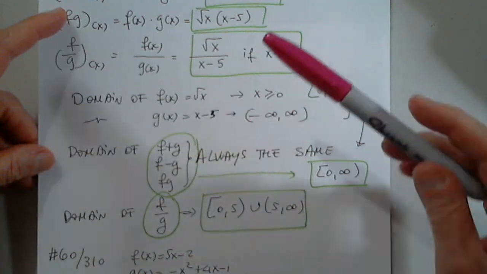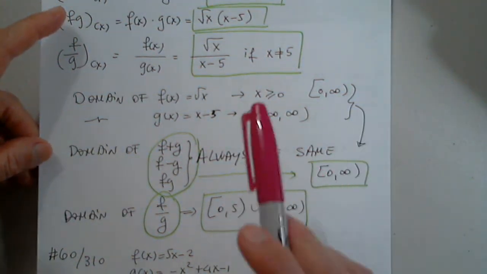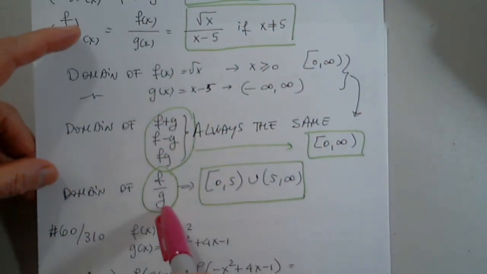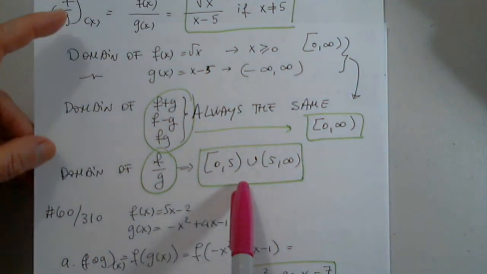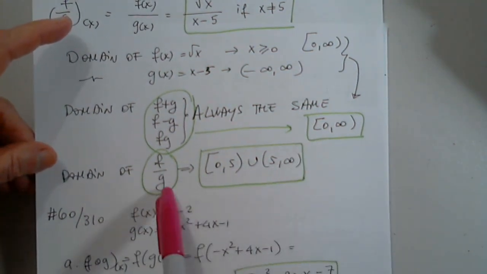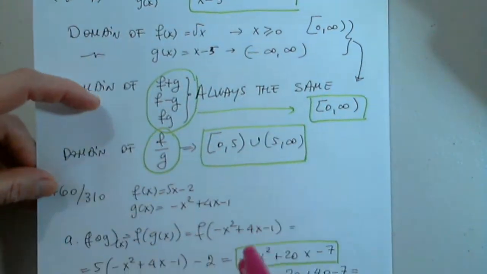And this is all real numbers. When you intersect these two, you get 0 to infinity. So these three have 0 to infinity. This one, however, cannot have 5. So from here, I have to remove 5. So the ratio is the same, except where the denominator is 0.